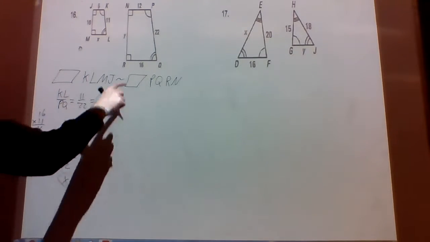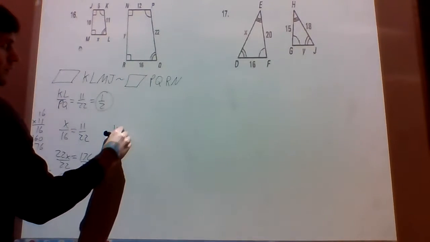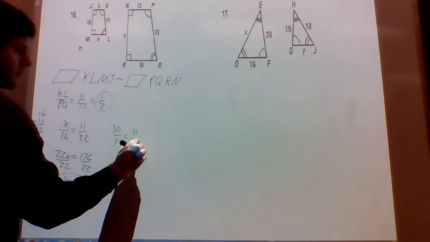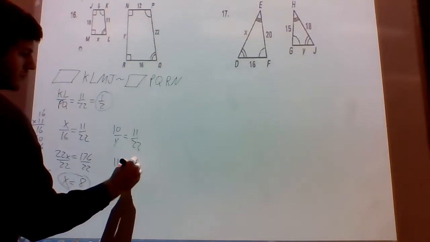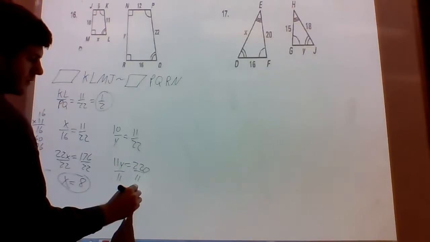Okay. So for y, so what corresponds to y? It's going to be 10, so 10 over y. And we can make it again 11 over 22. So 11y equals 220. Divide by 11, y equals 20.